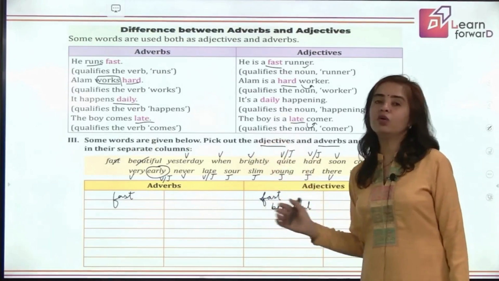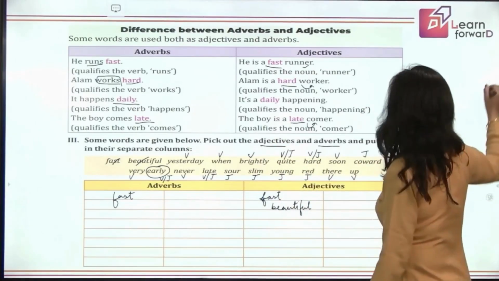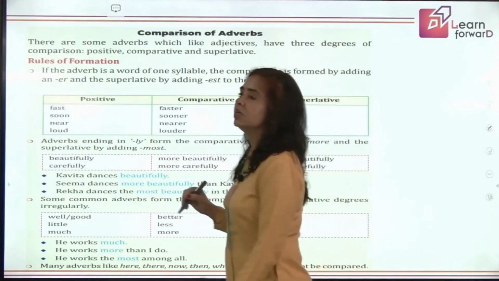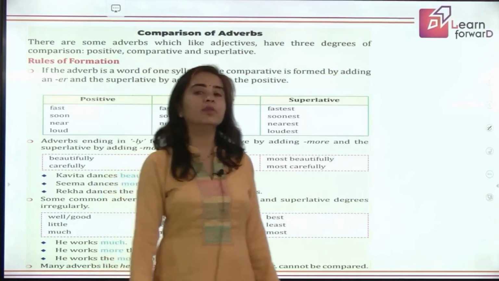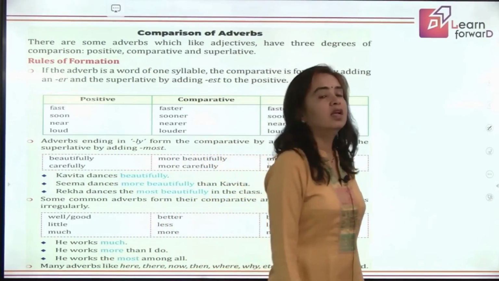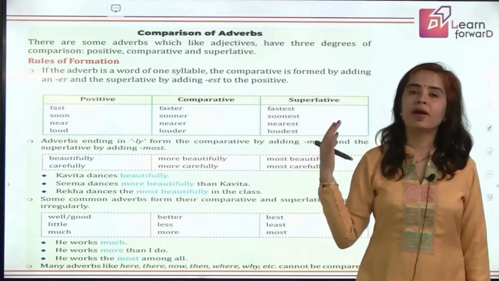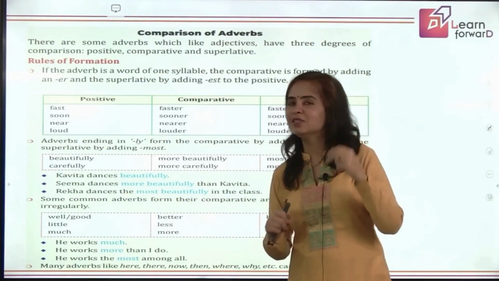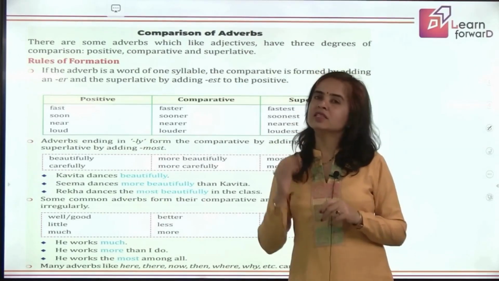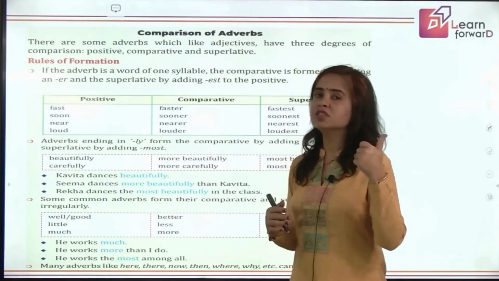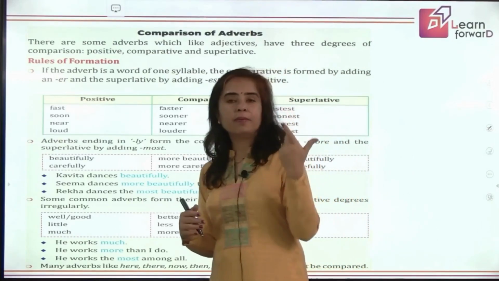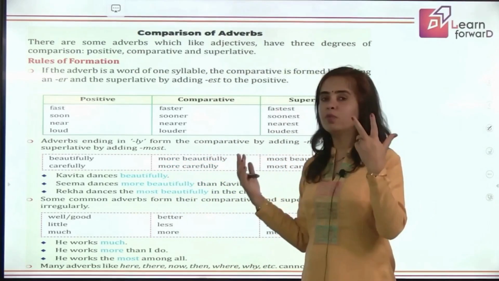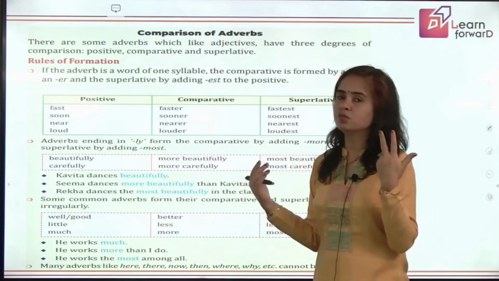So this is how you make out the difference between the two. I hope you have understood. So let's move to comparison of adverbs, the next topic. Just like we learnt about comparison of adjectives, we have 3 degrees of comparison in adverbs also: the positive degree, the comparative degree, and the superlative degree, right? The use is the same as it is for adjectives. Positive is used for 1, then comparative for 2, and superlative for 3 or more, that is, more than 2.